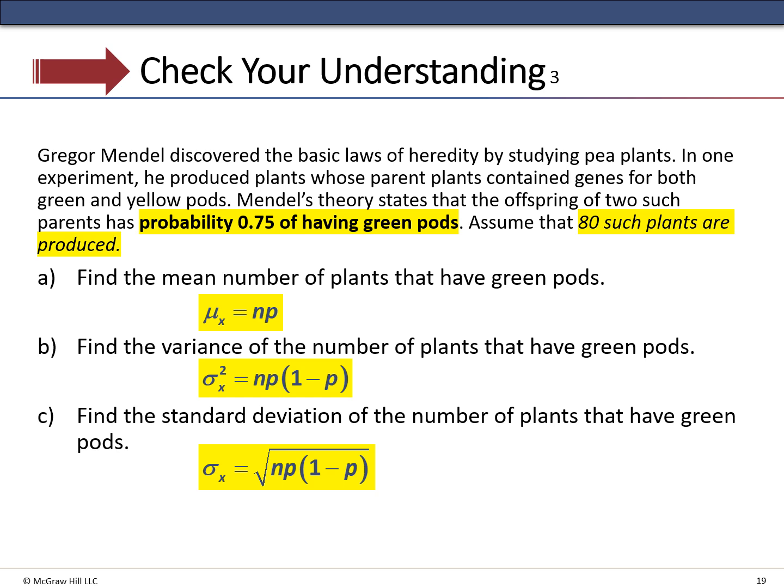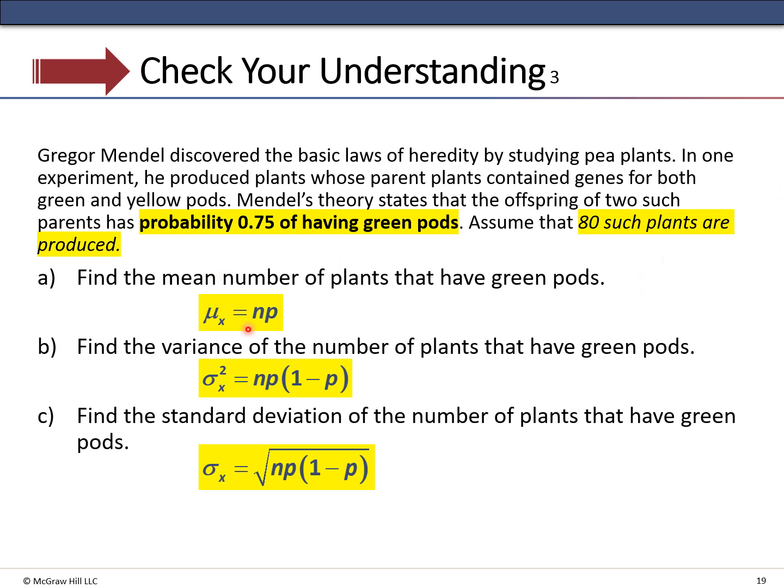Here we have another example. You might go ahead and hit pause and try this one. Gregory Mendel discovered the basic laws of heredity by studying pea plants. In one experiment, he produced plants whose parent plants contain genes for both green and yellow pods. Mendel's theory states that the offspring of such parents has a probability of 0.75 of having green pods. Assume that 80 such plants are produced. Find the mean number of green pods.